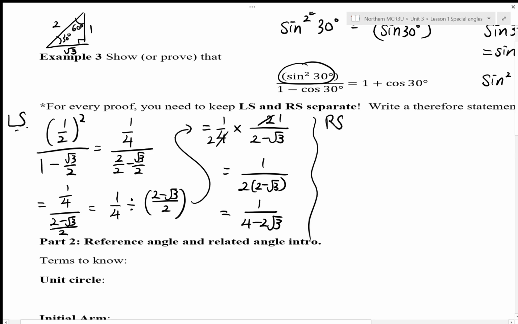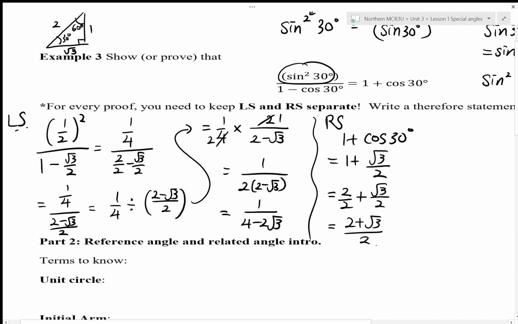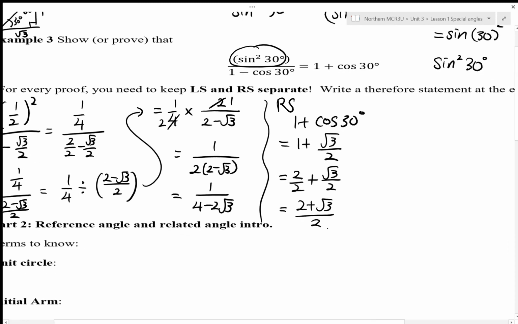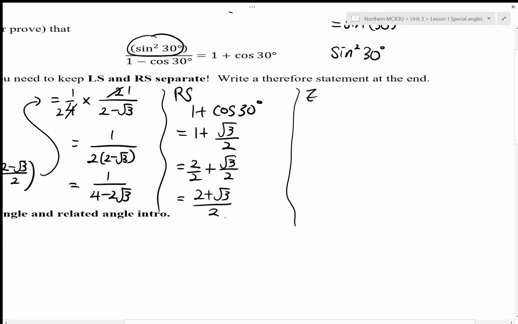Now we have to look at whether our right side is the correct version. Our right side is 1 plus cosine 30 degrees. Cosine 30 degrees, we know, is square root of 3 over 2. Now this gives me 2 plus square root of 3 over 2. If you cannot follow it, it is 2 over 2 plus square root of 3 over 2, which is then 2 plus square root of 3 over 2. Now here I really can't tell whether the left side is equal to the right side, so as an extra step I am going to rationalize the left side by multiplying by the conjugate. Hopefully everybody remembers the conjugate.